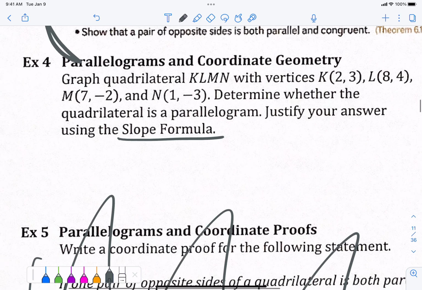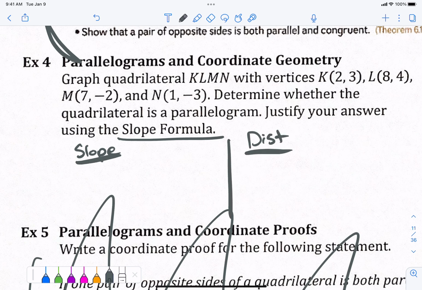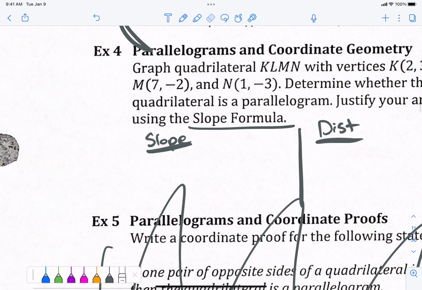All right, we're going to do this. I'm going to add to this. Sorry. We're going to look at the slopes, and then we're also going to look at the distances, because I think on your homework assignment they might have you do distances as well. So I'm going to add to this. We're going to do an extra step. We're going to do the slopes and we're going to do the distances. Okay.